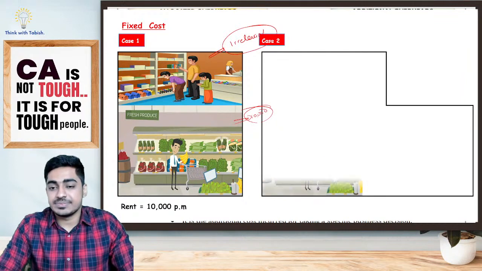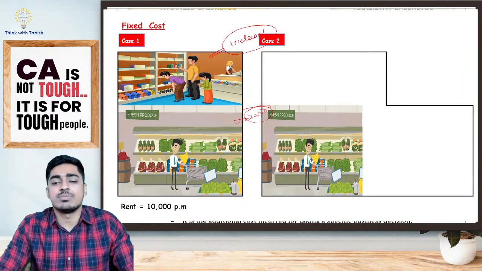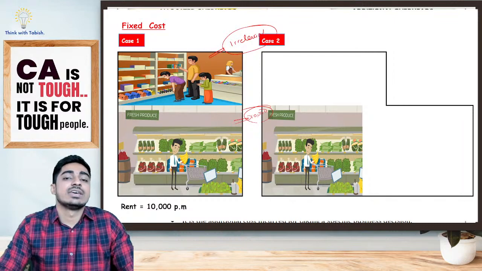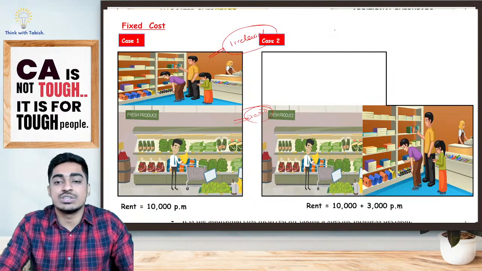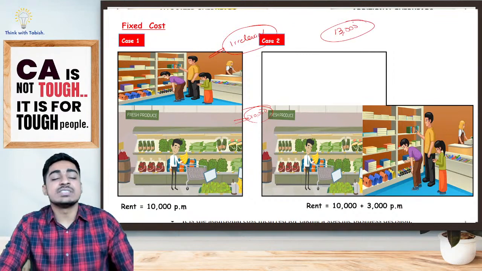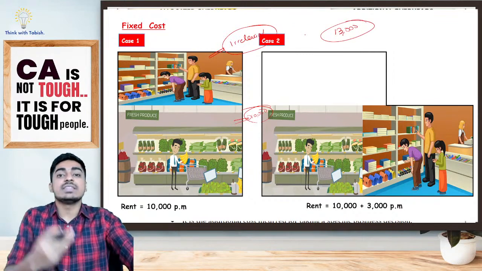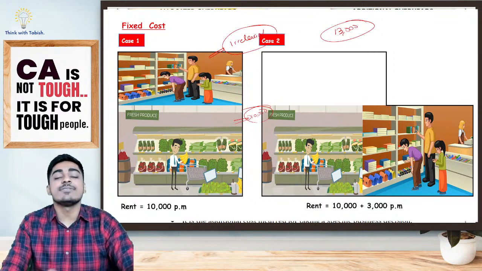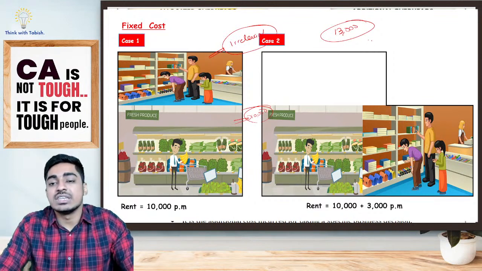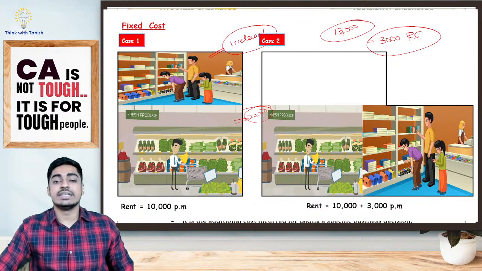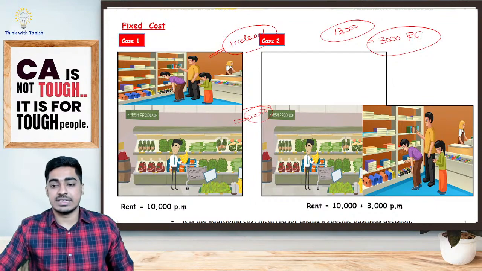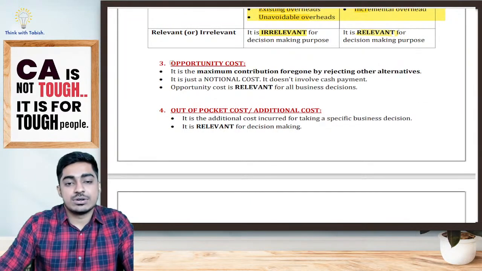Okay. Second case. Suppose we have an existing shop, but if we have to start a stationery, we have to take a new place on rent, for which we have to pay a total rent of 13,000 rupees. Previously we were paying only 10,000, but now we are paying 13,000. 3,000 extra we are paying if we take the decision. So this 3,000 rupees will be the relevant cost. Is it clear, students? The additional fixed cost is relevant, but the existing fixed cost is not relevant.